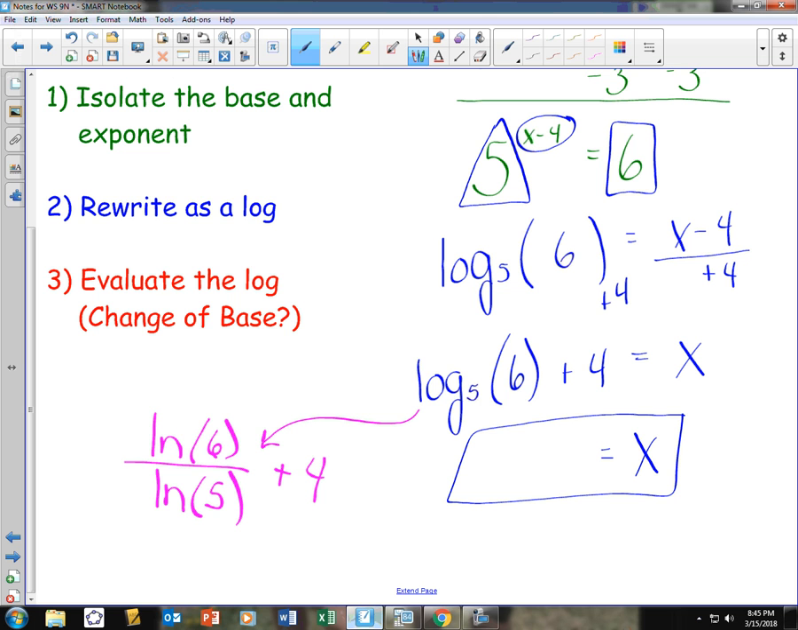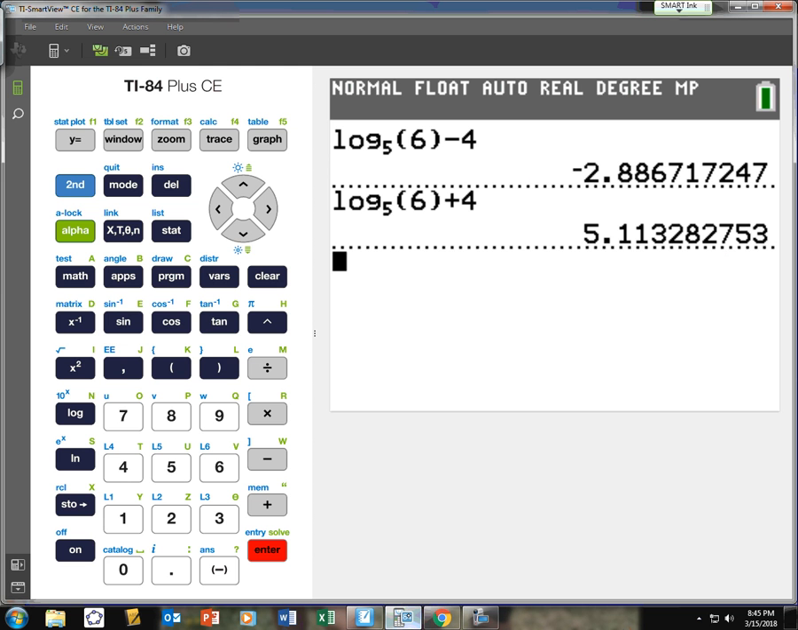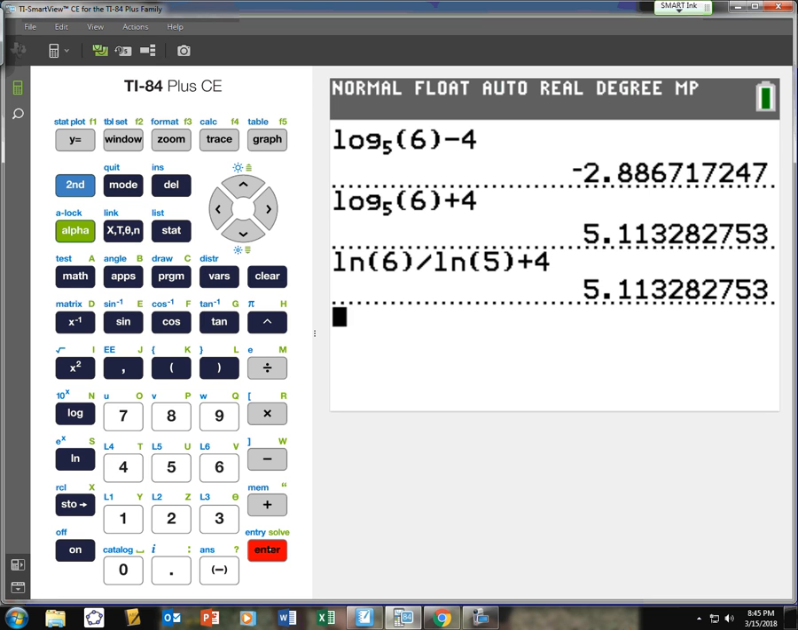Okay, so if you are in need of an alternative way to solve this, you would use the change of base. So let's do that in the calculator so you can see that you get the same result. So natural log of 6, and your parenthesis, divided by natural log of 5, end your parenthesis, and then add 4. And there we go. 5.11. Yes. You should high five yourself, because I am. There it is. Okay, it worked.